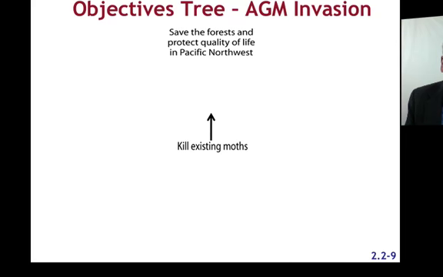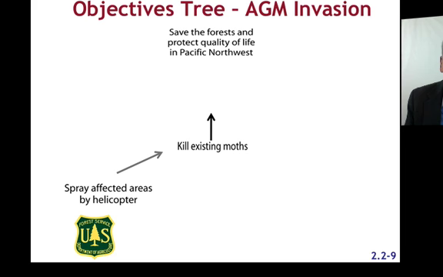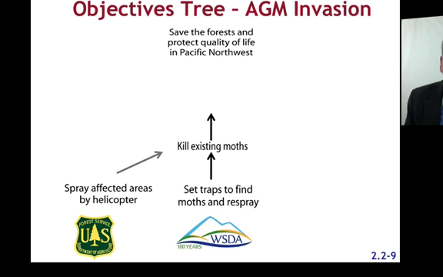Did you have something like kill the existing moths? Great. How are we going to kill the moths? Well, we're going to spray the affected areas by helicopter. That will be the U.S. Forest Service. This is not our objective, but it's part of the larger program. Then when that's happened, we can set the traps to find the moths and respray. That's Washington State Department of Agriculture.